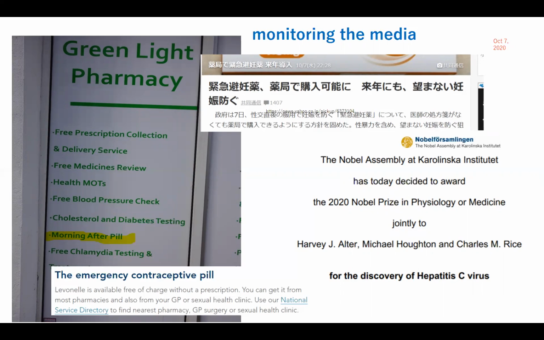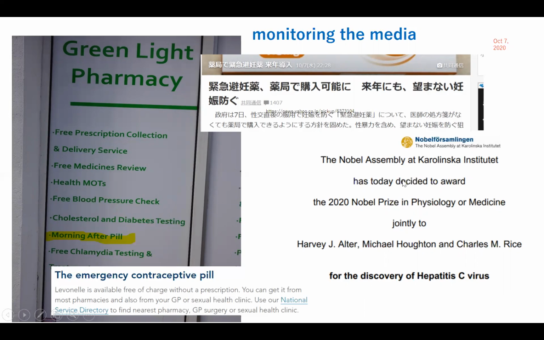This has been for a long time in England, for five years. And Japan is very conservative. And I saw this, so next year, maybe you'll be able to buy the morning after pill in pharmacies. I will definitely put this in the lesson. Okay, so this is what I talk about. And Nobel Prize this year for the discovery of the hepatitis C virus. Yeah, that will go in my lesson about hepatitis C. And maybe I'll put a little video of the award ceremony.